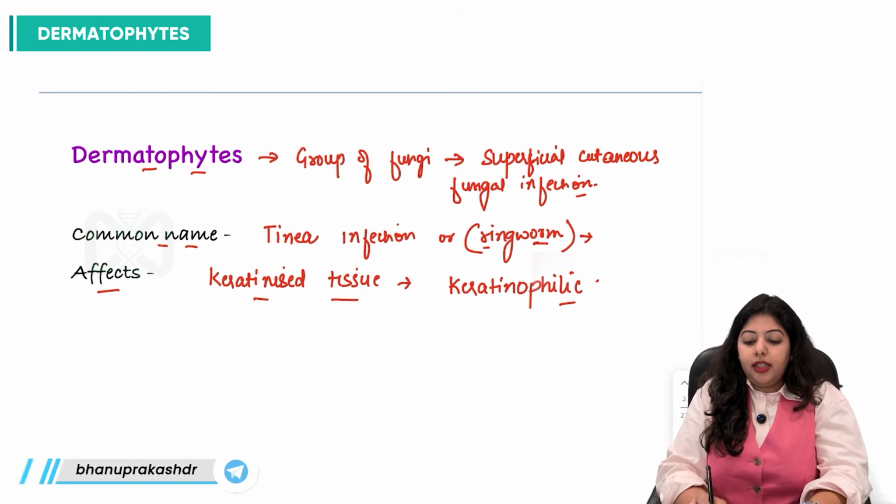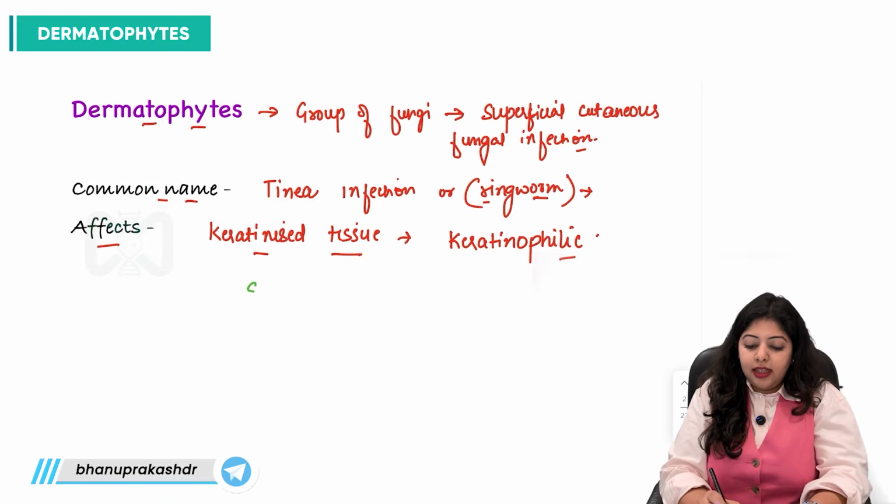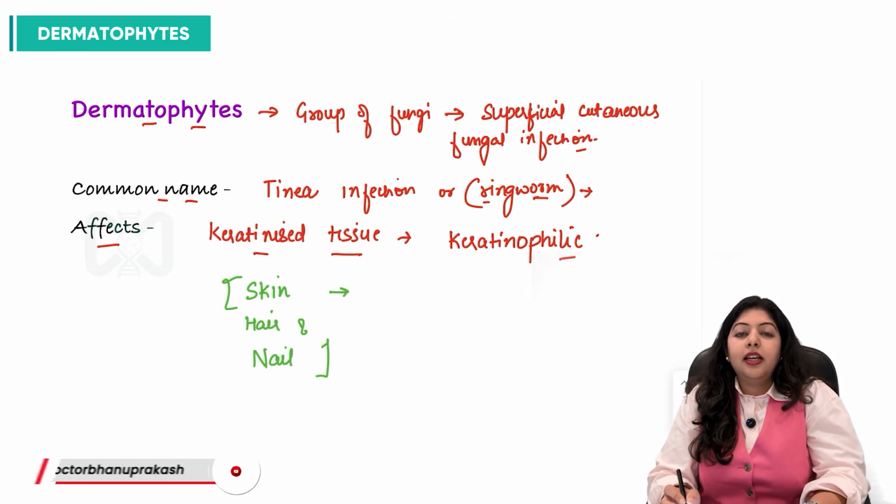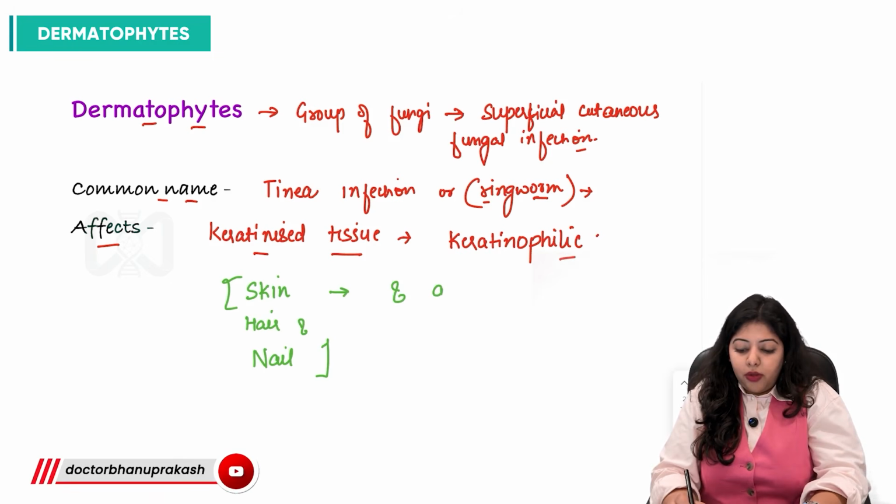And what are these keratinized tissues? These are nothing but skin, hair, and nails. So can we say that these dermatophytes are affecting skin and its appendages, right? So what are these appendages? Hair and nails.